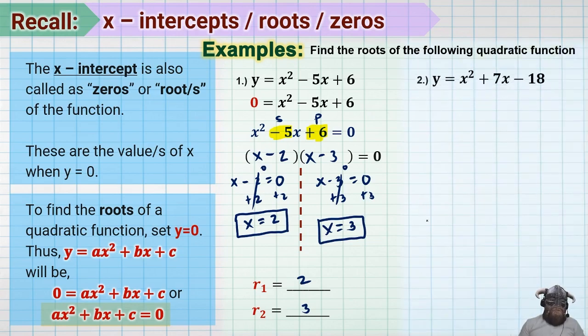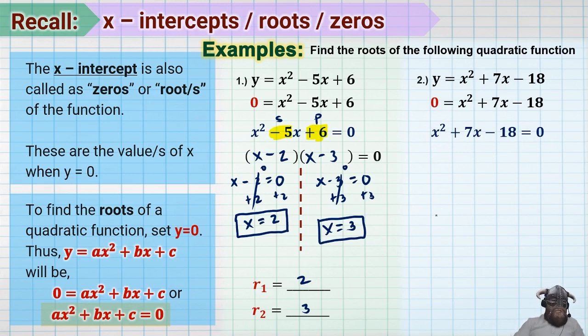Next, let's try another example. What if we're given the quadratic function y = x squared plus 7x minus 18? The process is still the same. The first step is to make y equal to 0. After that, we have to make it the same as the standard form of our quadratic equation, so we just move the 0 to the other side. This is how it will look.